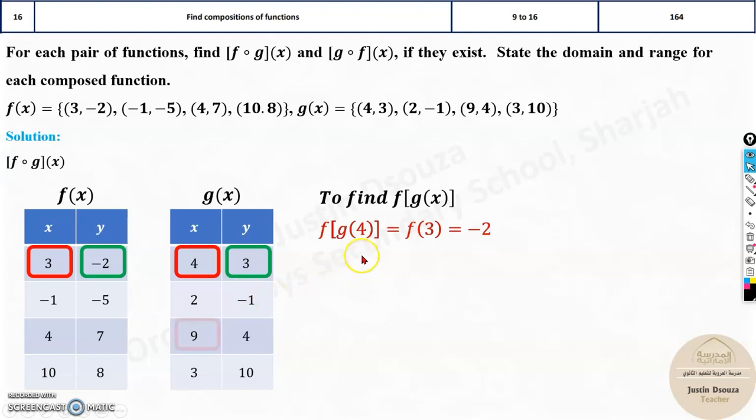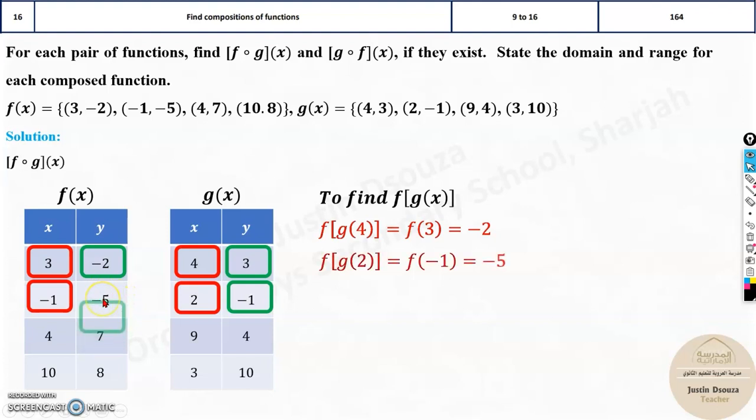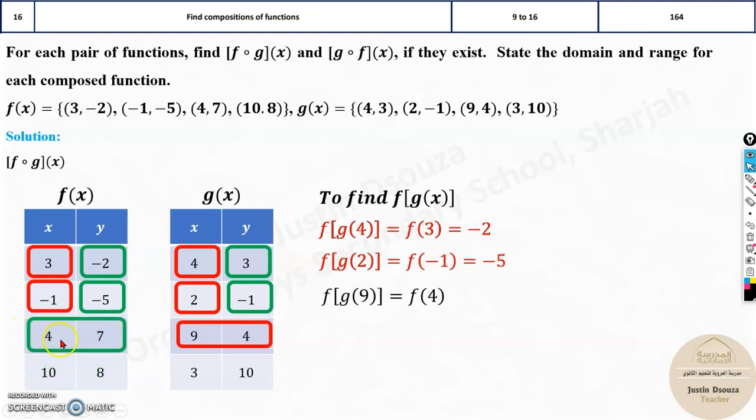Same way for the next one. F of g of 2. Let us see what the answer is. It will be f of minus 1. Now, what is the f of minus 1 value? It is minus 5. So that is the answer. Same way over here, f of g of 9. G of 9 is 4, so it will be f of 4. And what is the f of 4 value? It is 7. Again, remember we are composing g of x inside f of x.